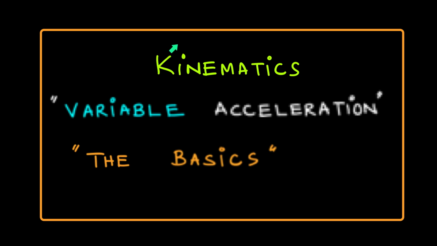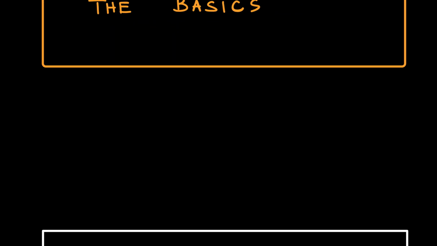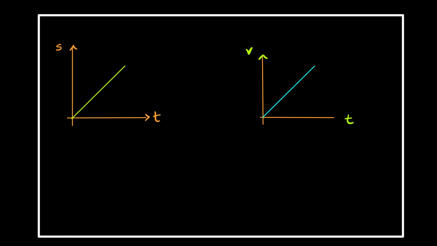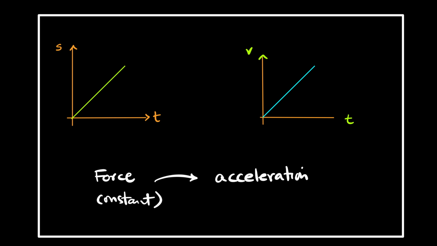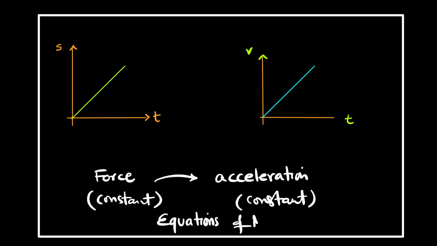We have studied kinematics before, but that kinematics was for constant acceleration only. Now we will start with the topic of variable acceleration. We know that if the force is constant, it produces constant acceleration. So remember, a constant force produces constant acceleration, and we have applied equations of motion before. Those equations of motion were valid only for constant acceleration.